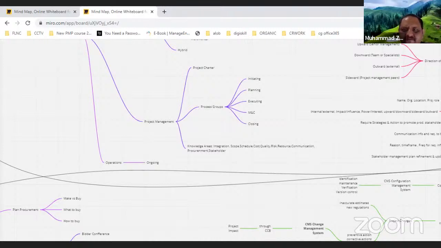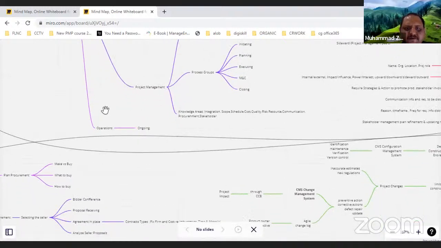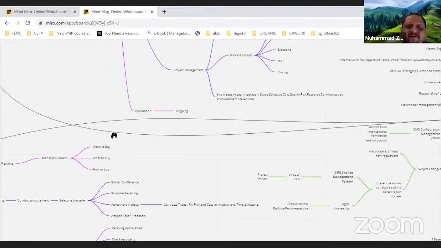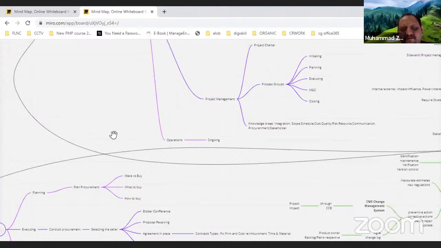And then we have the process groups, that is initiation, planning, executing, monitoring and controlling, and closing. And then we have knowledge areas, like overall project management, integration, scope, schedule, cost, quality, risk, all of them we actually plan. And once a project is completed, then the operation starts.